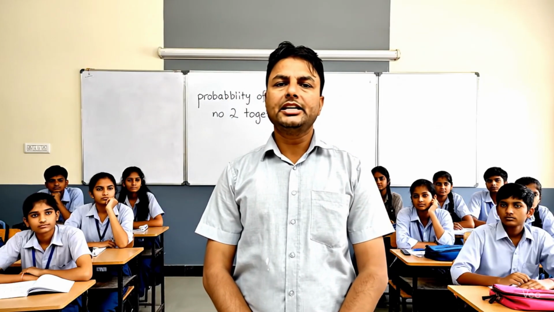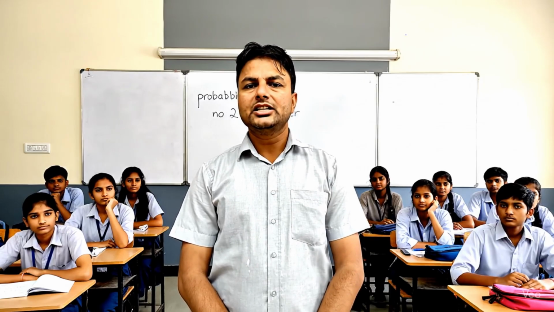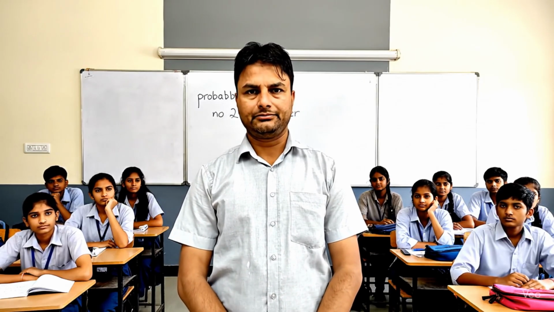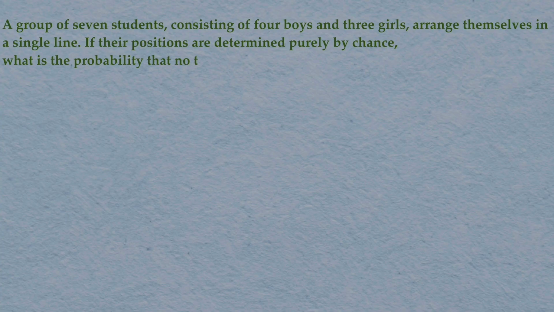Now we will investigate the process of calculating all the possible ways of lining up 7 students such that no 2 girls are together. A group of 7 students consisting of 4 boys and 3 girls arrange themselves in a single line. If their positions are determined purely by chance, what is the probability that no 2 girls will be standing next to one another?